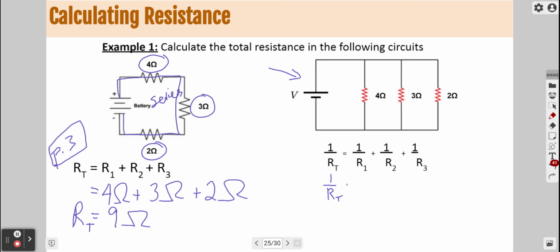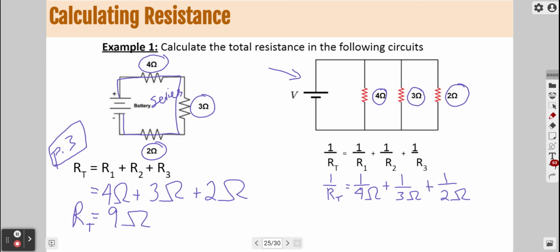So remember, that's 1 over our total resistance is equal to 1 over our first resistance, which is 4 ohms, plus 1 over 3 ohms, plus 1 over 2 ohms. Now, if you're in math class, you'd be like, ooh, I see, I'm going to add fractions. I need to get a common denominator, yada, yada, yada.